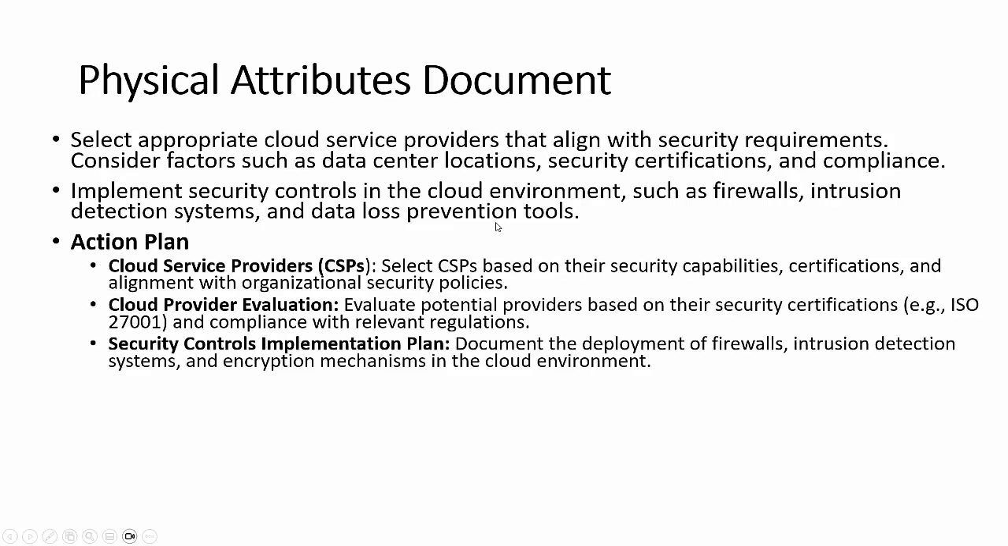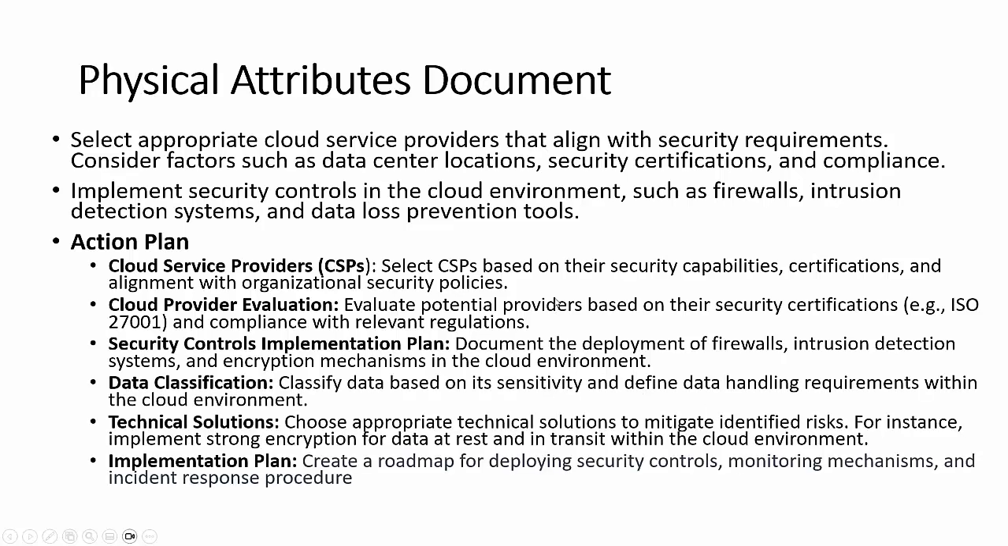We need to finalize it. We look for the security capability. We look for the certification, which is aligned with the organization's security policy. We'll have other evaluation processes. Today, we're talking about SOC 2 and all that we consider. Then we talk about the system control implementation plan, where we document the deployment of firewall procedure, IDS and everything. I will classify data. I will choose the technical solutions and I will implement the solutions in phases. So that is basically called the physical attribute.